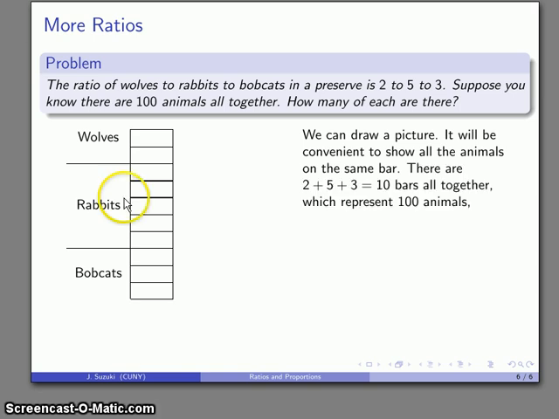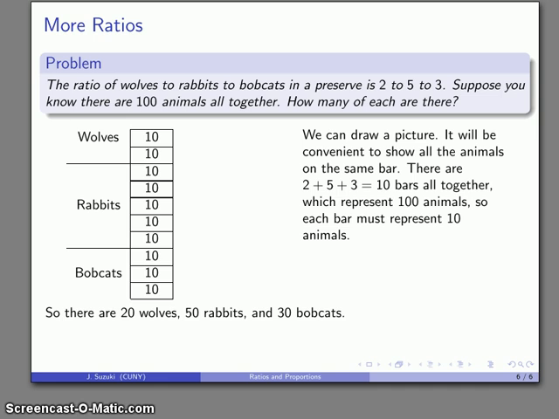Now what I notice is that there's 10 boxes altogether, and I know that there's 100 animals altogether. So these 10 boxes also have to represent those 100 animals. And so what does that tell me? Well, that tells me that each of those boxes must represent 10 animals, so I'll go ahead and fill that in. And at this point, I can just pick off what the numbers are. So I know that there are 10, 10, there's 20 wolves, there's 10, 10, 10, there's 50 rabbits, and then there's 30 bobcats.